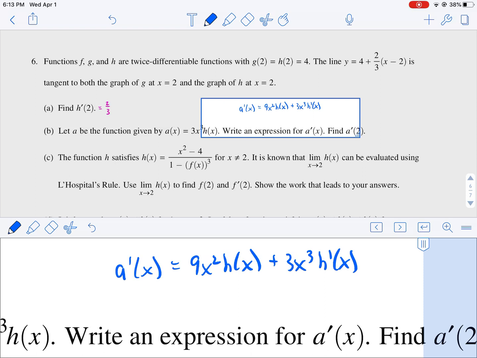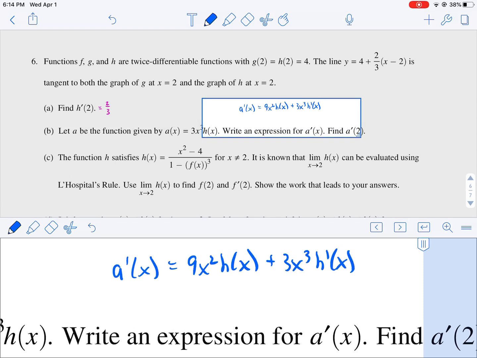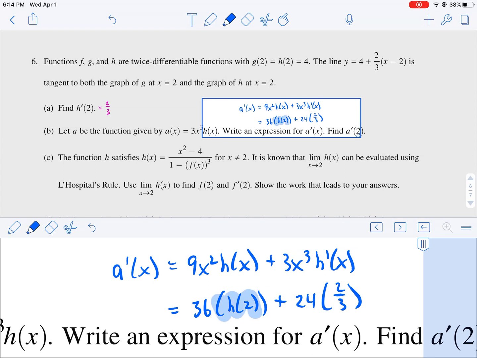And then we're supposed to evaluate this at x equals 2. So plugging in 2 will give me 36 times h of 2 plus 24 times h prime of 2, which we know to be 2/3 from part A. So I'm just going to put a 2/3 there. H of 2 we know is 4. So instead of this, I can just write 4. Do some arithmetic, and you should end up with 160 after you do all that.